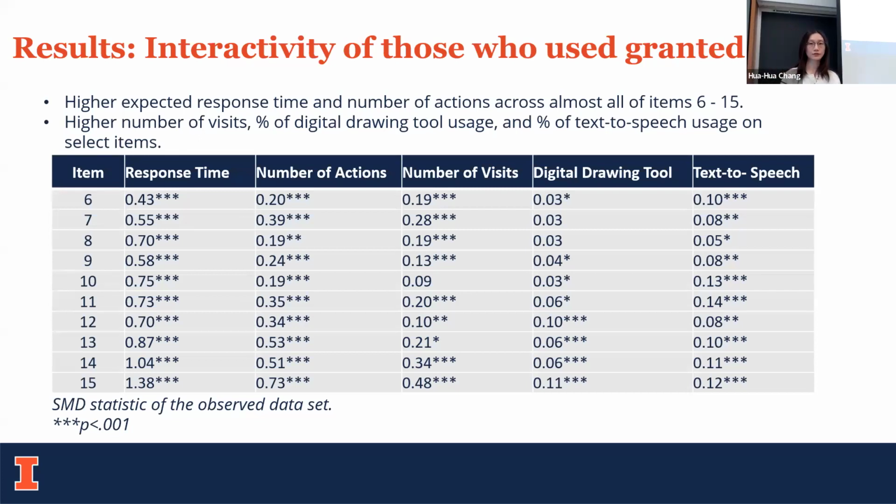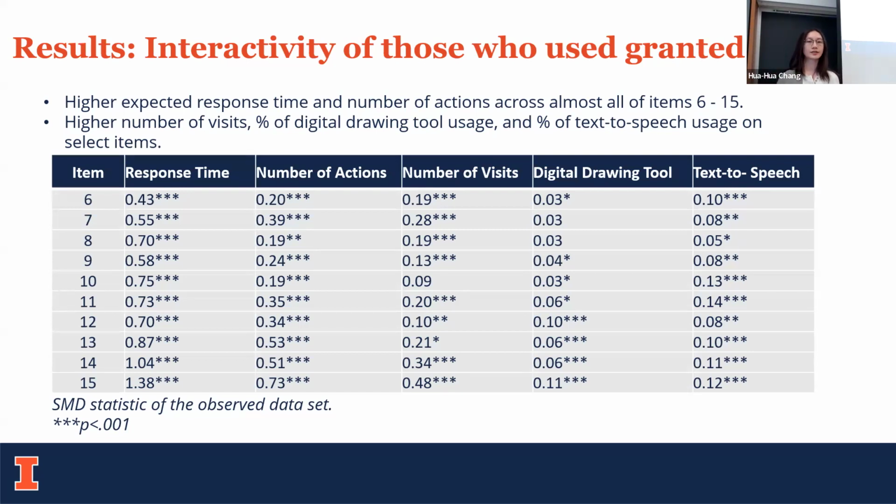These are students who were granted time and also took advantage of it. Three stars are for p less than 0.001, and you can see that we have a lot of stars here. The rows are the subsequent questions, 6 to 15, and the columns indicate different interactivity features, ranging from response time, number of actions, and visits, to the use of tools like drawing and text-to-speech.